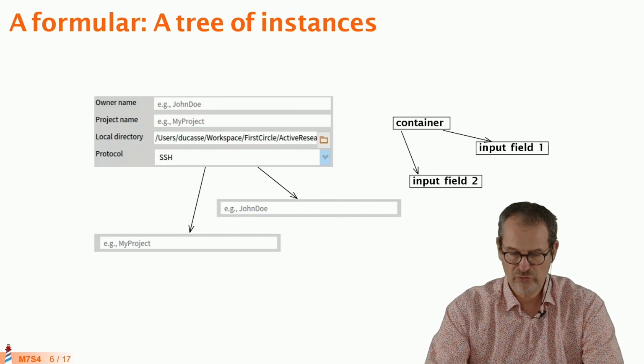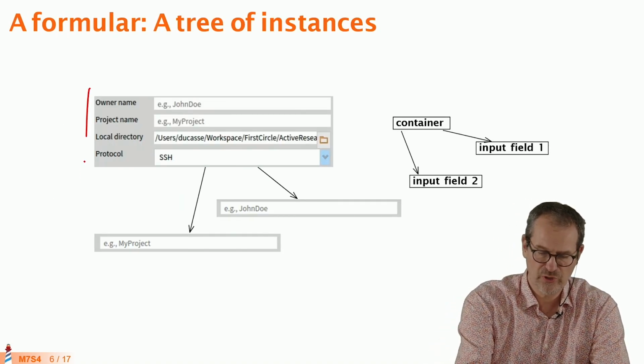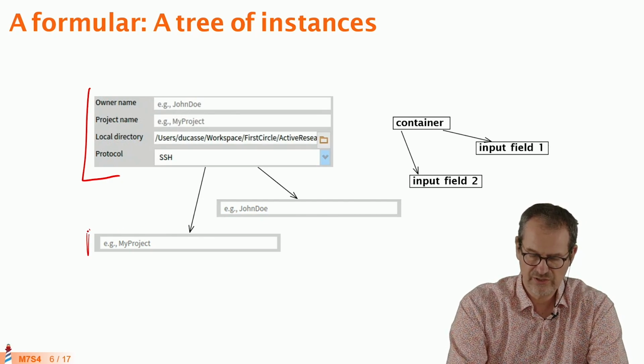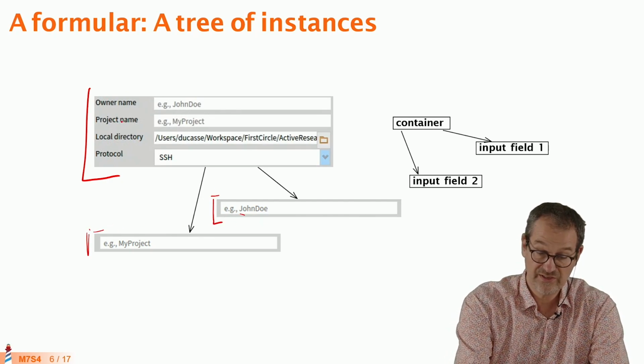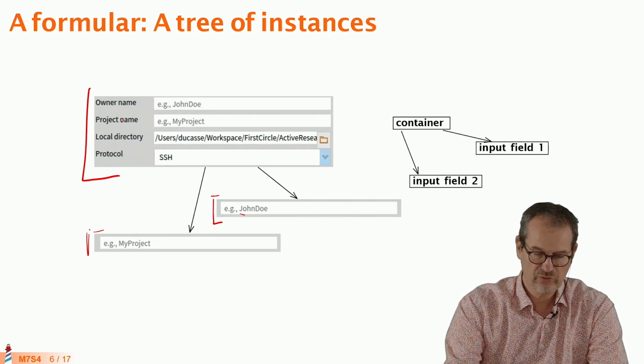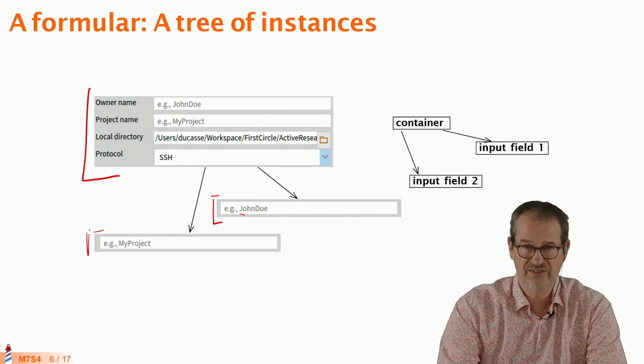When I say that we have a tree, you have the option pane, and it contains other widgets. In fact, several other widgets. So we already have a tree, and it can be a lot more complex than that.